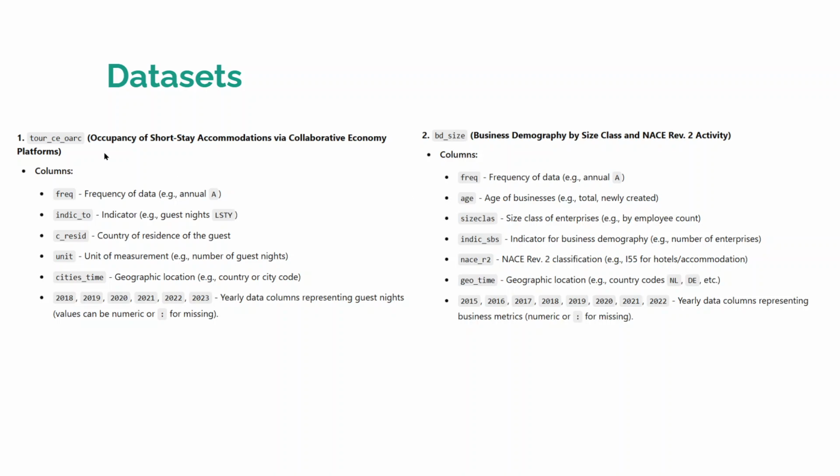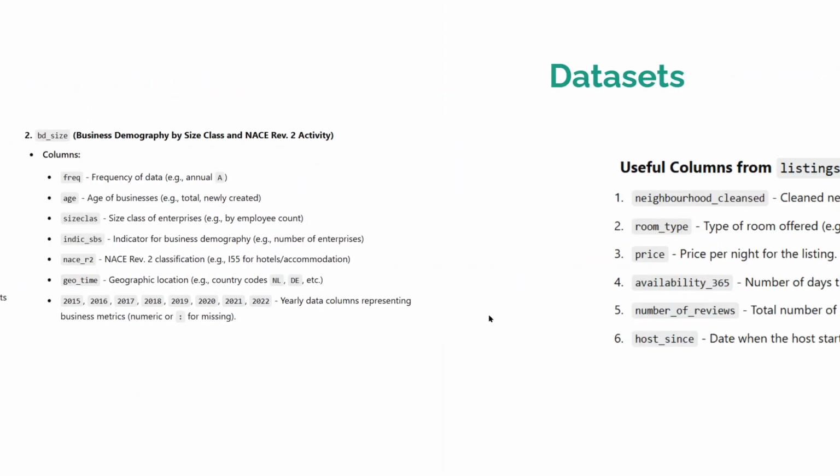So, first one is occupancy of short stay accommodations via collaborative economic platforms. Here you can see its columns. Most important one is geographic location, and for each year it has yearly data columns representing guest nights. Second one is business demography by size class, and here you can see the same columns, and the important one is geotime, geographic location, and the same for each year it has values representing business metrics.